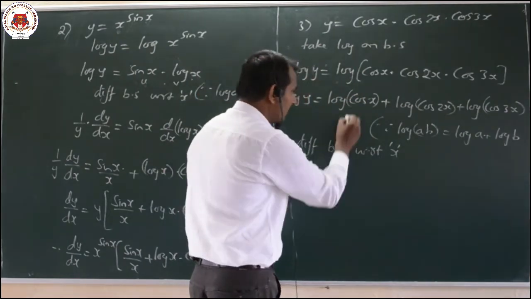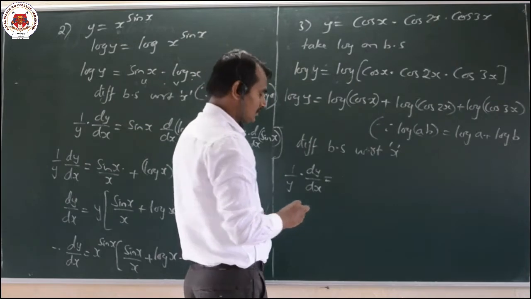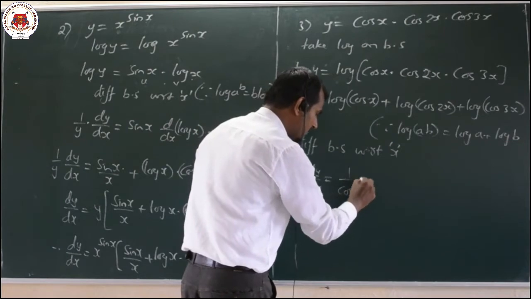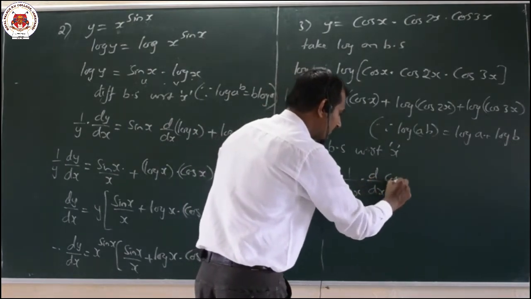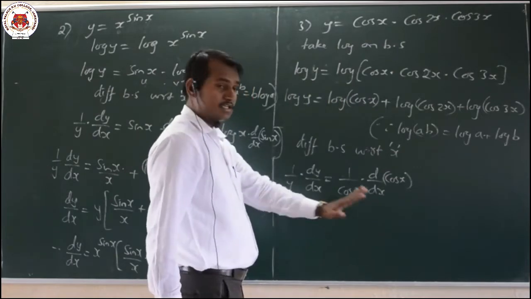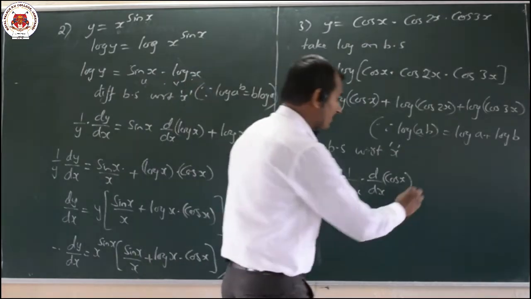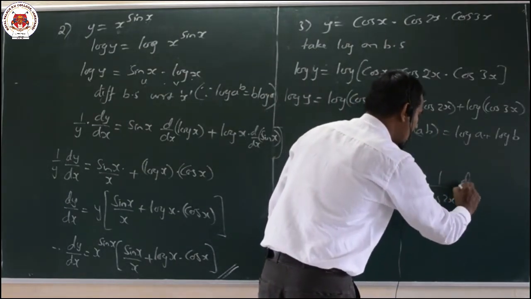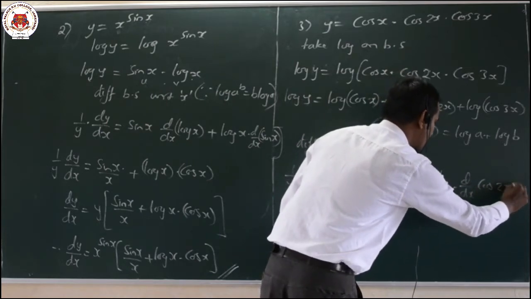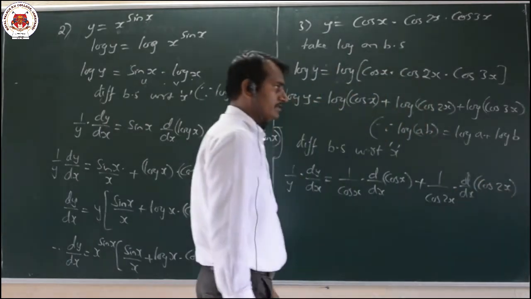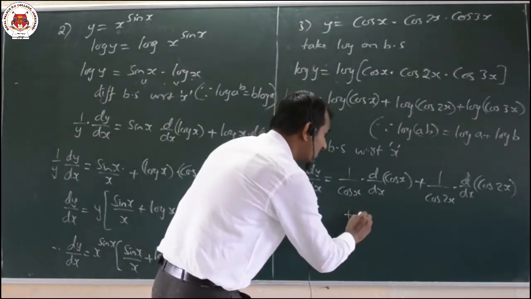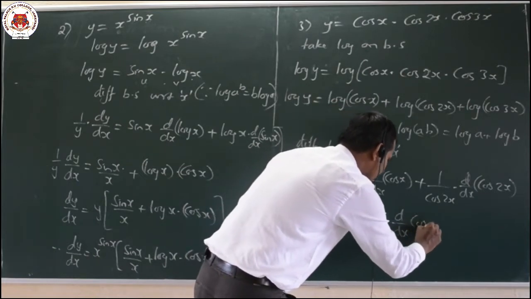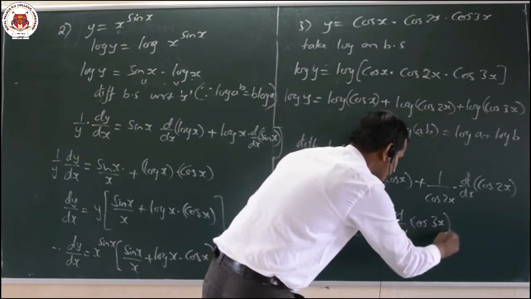First of all, that is d by dx of log of cos x, that is nothing but log x differentiation, which becomes 1 by x, that is 1 by cos x into further d by dx of cos x. That is the chain rule or composite function, first part. Plus similarly, log of the value, that is 1 divided by cos 2x into d by dx of cos 2x. Then at last the third part, that is 1 divided by cos 3x into d by dx of cos 3x.